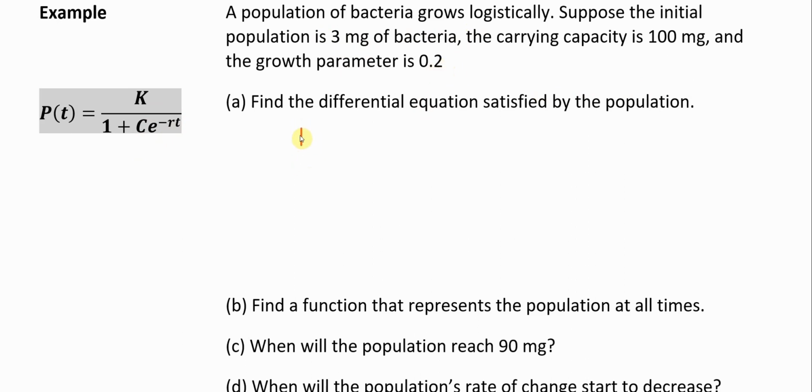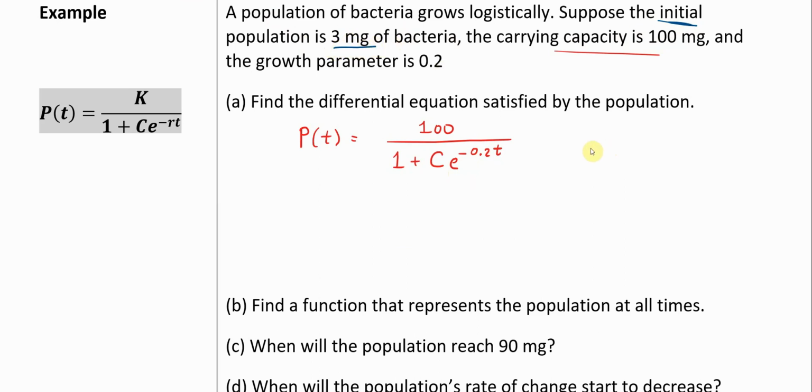So in this case, we can write most of our equation. We know that P of t is going to be equal to 100, because that is our carrying capacity, divided by 1 plus some constant c times e to the negative 0.2 t. Now, we also need to solve for this constant c, and that's not a problem because we know that the initial amount is 3 milligrams.